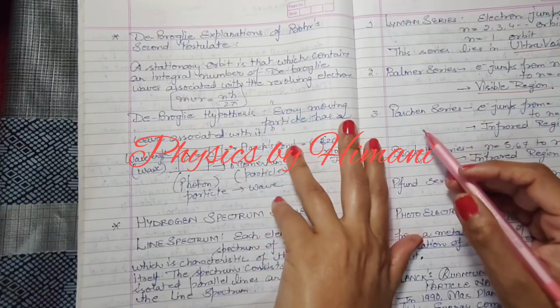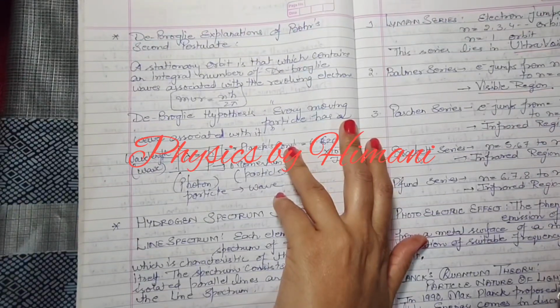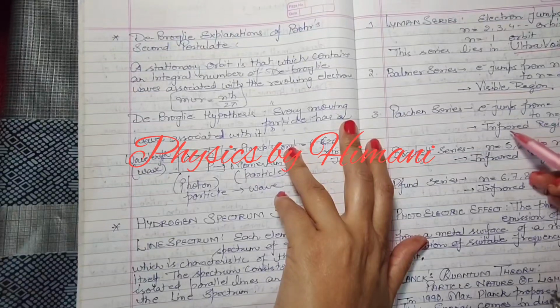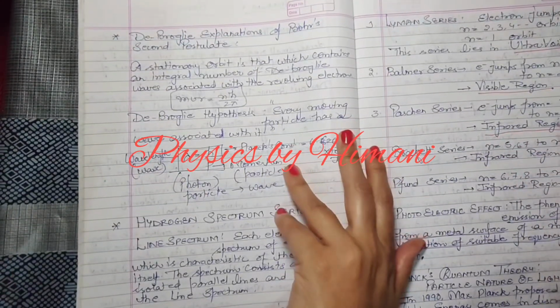Okay. Next is the Paschen series. The electron jumps from n equals 4, 5 and so on to n equals 3 orbit. And this series lies in the infrared region only.